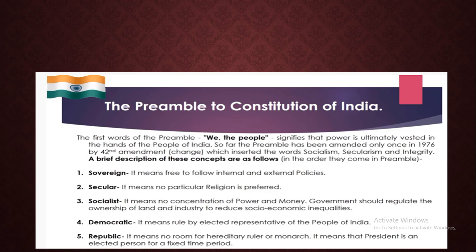Before we go ahead, I would like you to listen to this very beautiful song about the preamble of India, and after that we are going to come back and further look into this aspect that we are discussing today, the importance of the Constitution of India.